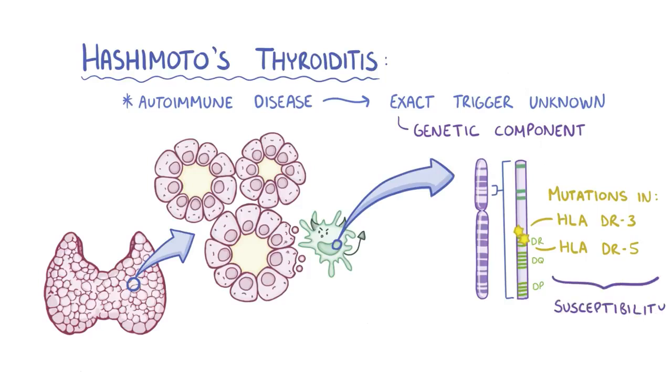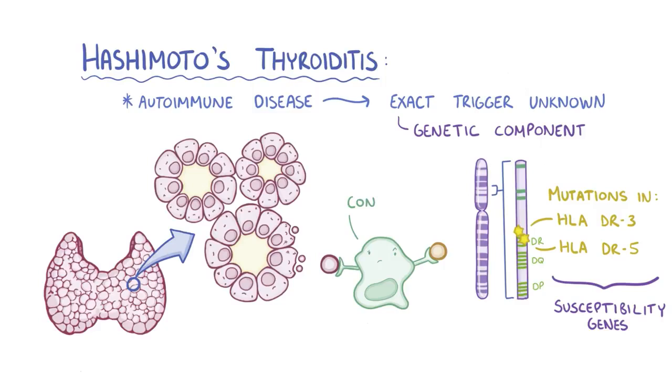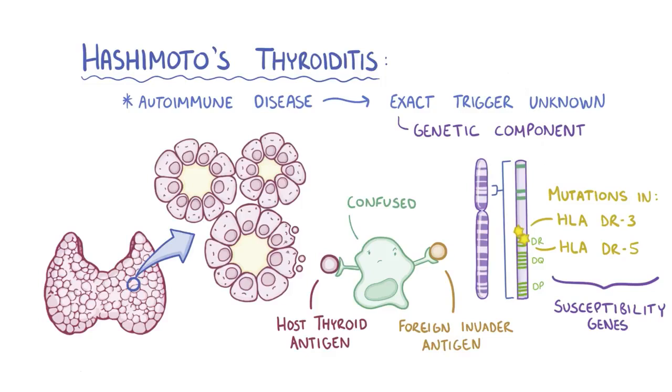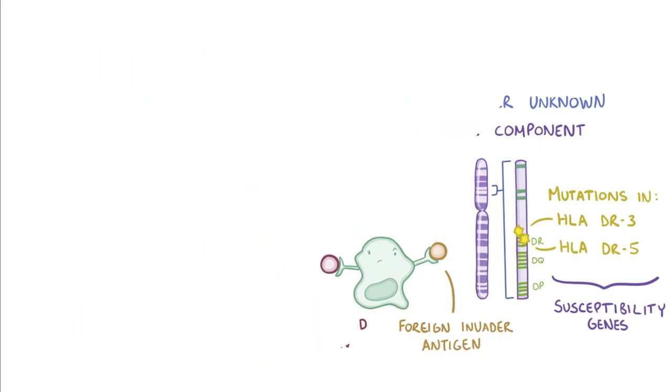Due to these susceptibility genes, immune cells sometimes aren't clever enough, and they end up confusing normal antigens from the thyroid gland with antigens of foreign invaders, like viruses, just because they look similar. This process is called molecular mimicry, because from the perspective of the immune cells, a host protein is mimicking a foreign protein. When our own protein triggers an immune response, that protein is called an autoantigen.